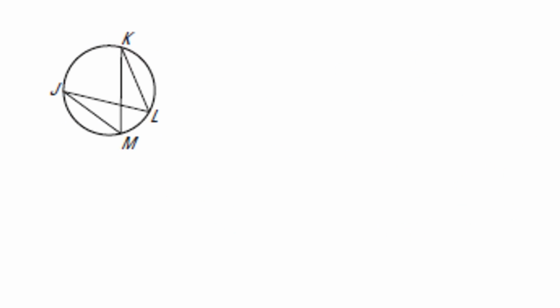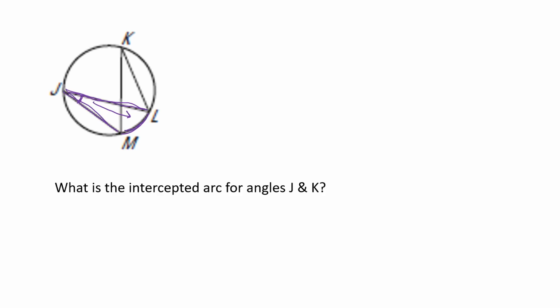All right, so looking at this next one, I have a couple questions I want to walk through. I want us to compare the intercepted arc for angle J and angle K. So let's look at these quickly. If we're looking at angle J, here is angle J. When I reach out my lines, or I draw out my angle, it looks like the arc across from J would be M to L. Okay, so similarly, let's look at angle K. And angle K is this angle right here.